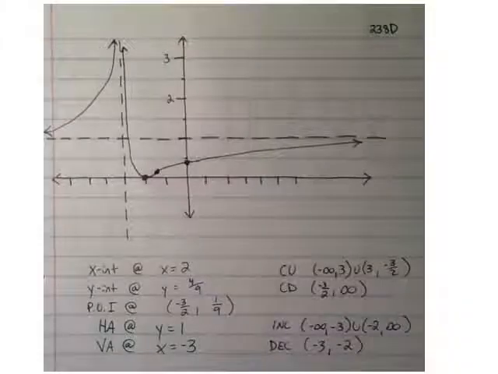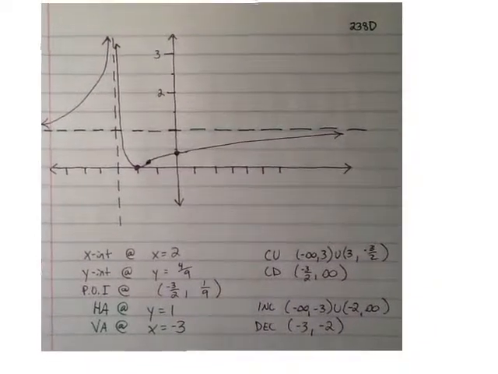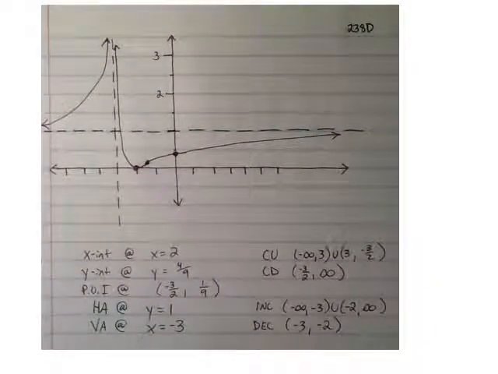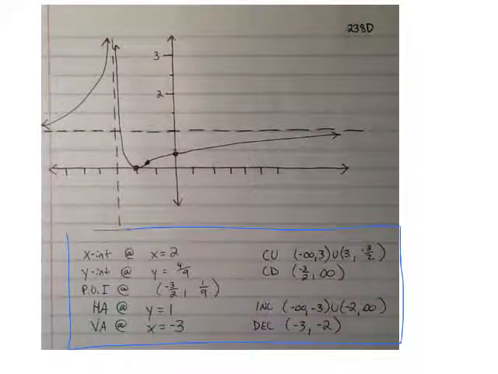Alright, so right here what I've done is I summarized all of our findings down below, and then I'll walk us through how I graphed it. So the first thing I did was I plotted the x-intercept at -2. The next thing I plotted was the y-intercept at 4/9. And then I plotted an inflection point at (-3/2, 1/9), so approximately right there.